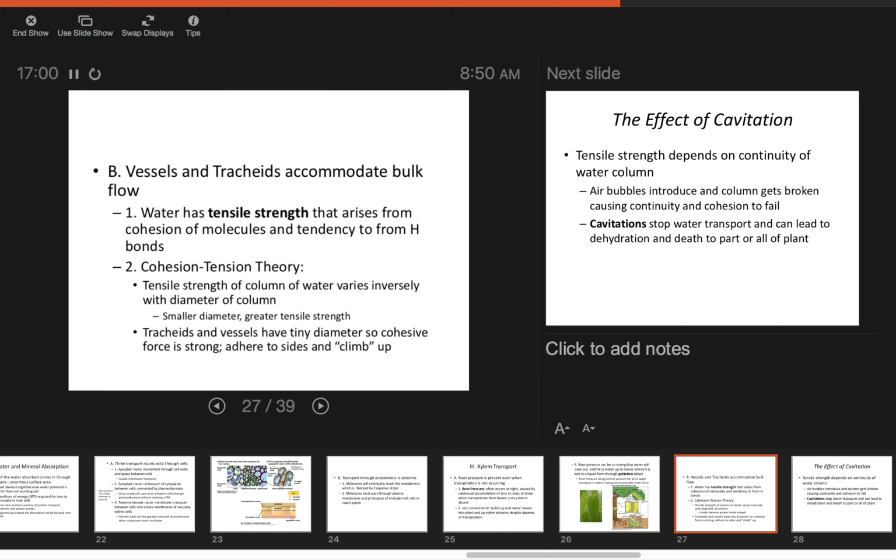So tracheids and vessels that have tiny diameters are so cohesive, like the cohesive force is so strong, they literally climb up the tube. So that's why tracheids and vessels are really small in plants, because water can go great distances. I mean, it's crazy to think that we have trees that are over 100 meters in height. How does water travel up that trunk without any pumps? It's amazing.